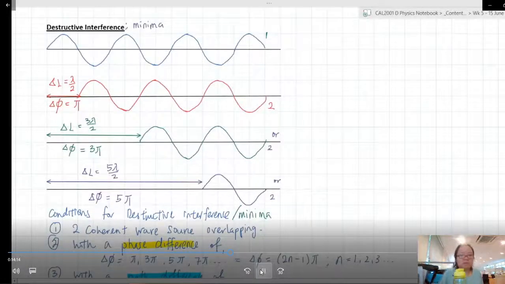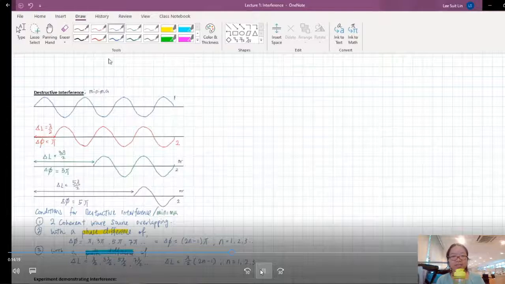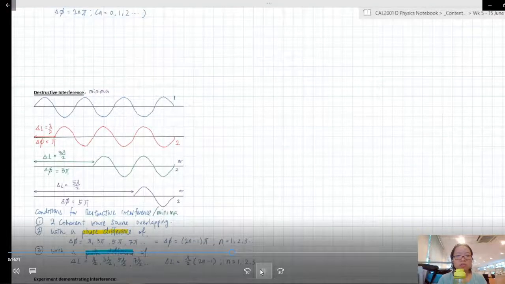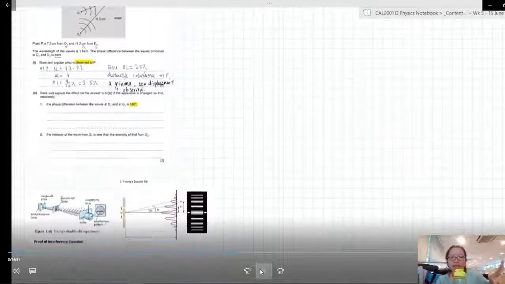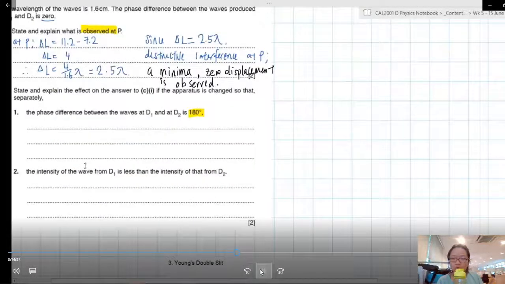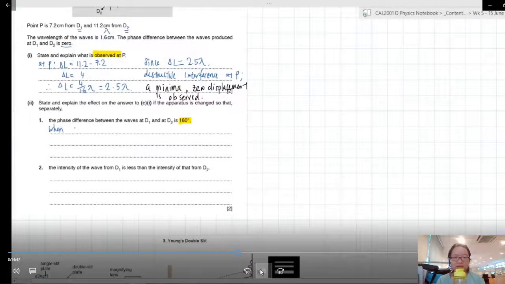Now they're asking what happens if both dippers have a phase difference of 180 degrees. If you have a phase difference of 180 degrees, let's say I look at this one. You see your destructive interference, if it meets the dotted line, it becomes constructive again. So if you throw a wild card in, it's like the reverse card in Uno. Reverse.